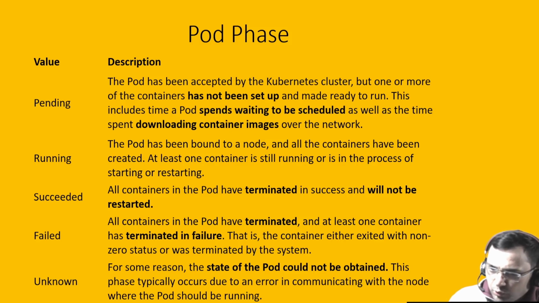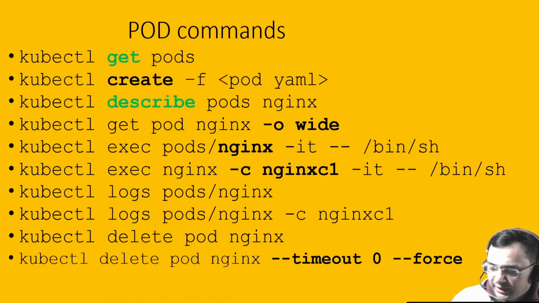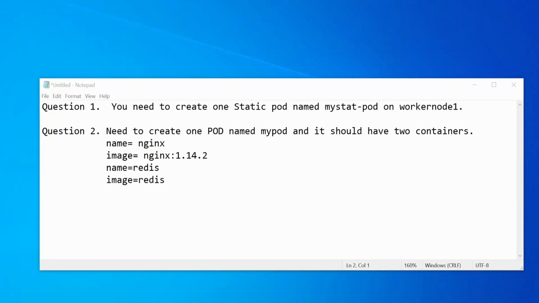The state of the pod could not be obtained. There are some different errors that cannot be identified by Kubernetes, so it is an unknown state. You need to troubleshoot in that way. These are the values that will help you identify the issue. Let's jump into the lab section.